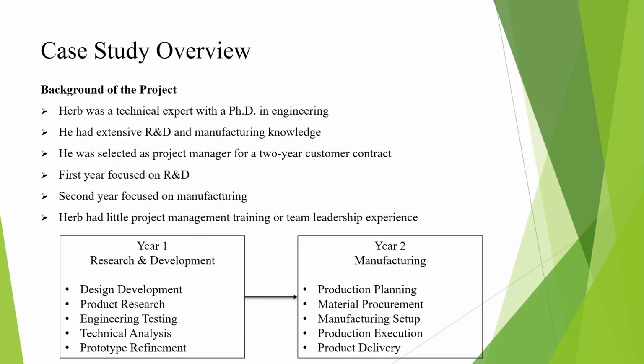First year was to focus on research and development, and then by year 2 they were supposed to move into manufacturing. I kind of broke out the 2-year timeline below. When they're going through research and development, they were going to do the design, a bunch of product research, the testing that goes along with it, some technical analysis, and then refine that prototype. And then year 2, when they moved into full up manufacturing, there was supposed to be production planning, material procurement, manufacturing setup. They were going to execute the production and then deliver the product.